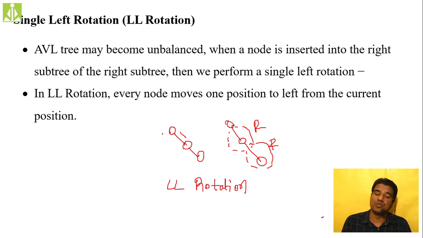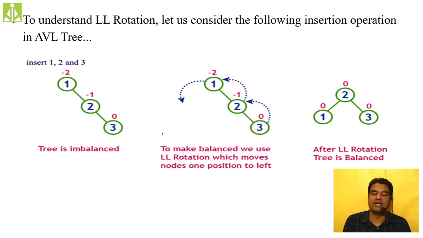To understand this more clearly, we'll go to the next slide. To understand LL rotation, let us consider the following insertion operation into an AVL tree. First we have to insert 1, 2, 3 in the same order as they are written over here. So first I have to insert 1. After every insertion, we have to calculate the balance factor.